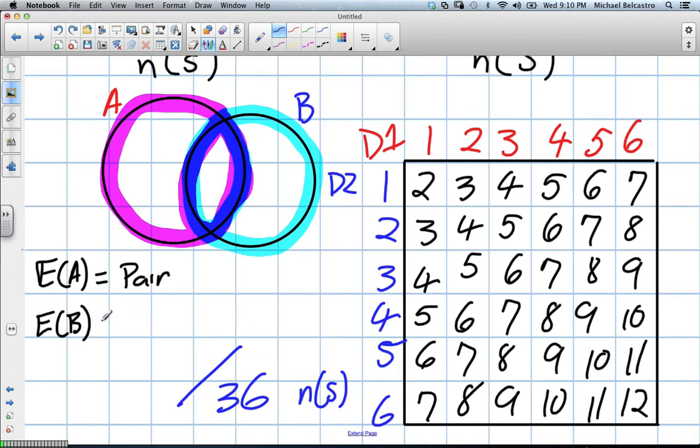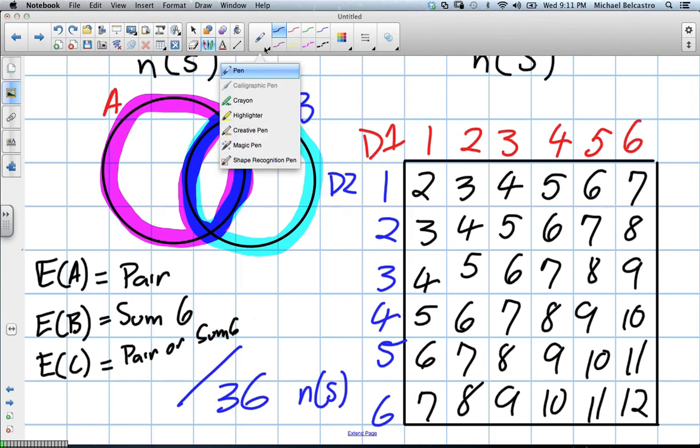Sum of 6. Okay, so sum 6. And then event C, a sum of 6 or a pair. Okay. So event C gives us that or option. So we'll say pair or sum 6. I don't want to write over that 36. Okay. So let's actually go through this one step at a time.